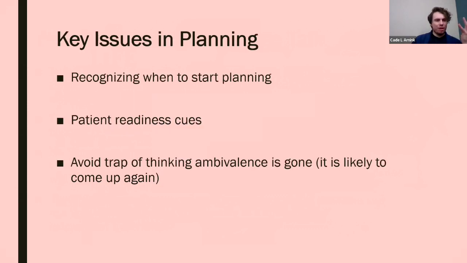So the key issues of planning are really recognizing when to start, patient readiness cues, and avoiding the trap of thinking that ambivalence is gone. Ambivalence is very likely to come up again. And it can be tempting to think that when we get to the stage of planning, all the issues around motivation are over, the client is ready to commit to change, but that is false. Ambivalence is likely to come up, and so a big part of planning is assessing readiness, assessing potential obstacles, developing plans for anything that could happen.